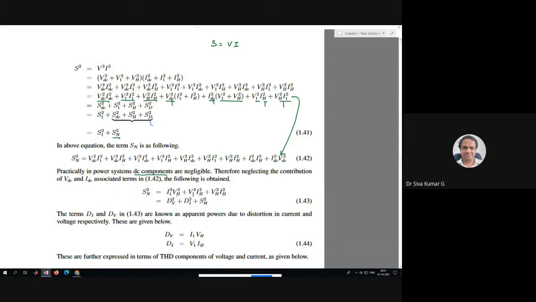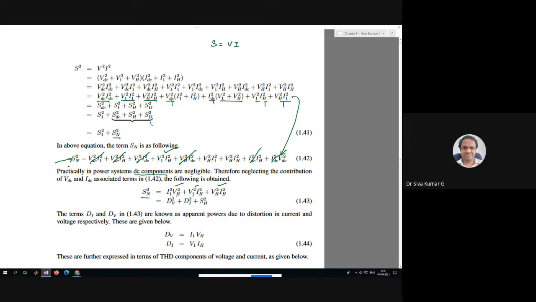Then what you get? This equation shows, if you have DC components, how the apparent power looks. Now we try to neglect the DC powers. Then we are not going to have these terms. We have only three terms: the V1 I1 term, the IH square term, and the VH term, with respect to the harmonic order n. And maybe you can consider it a non-useful apparent power also.